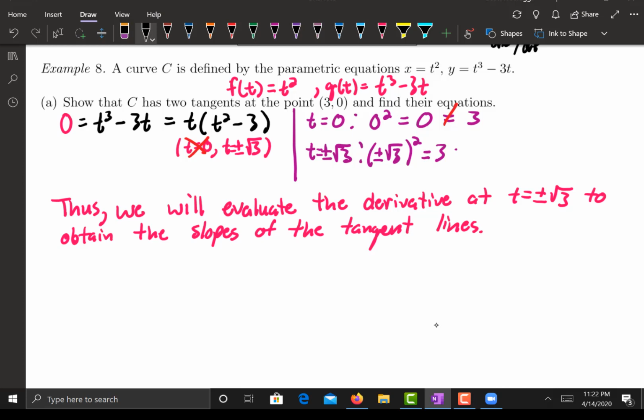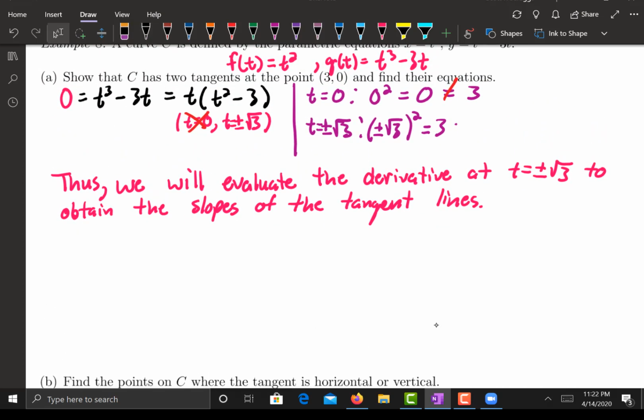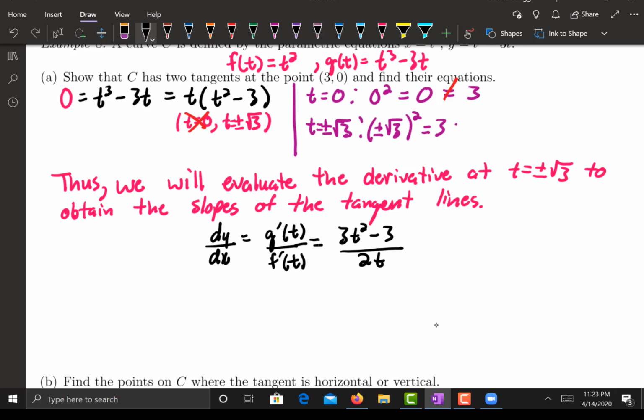So now let's go ahead and take our derivative. We're going to do dy dx. Using our formula for parametric equations, it's going to be the derivative of g of t over the derivative of f of t. g of t is t cubed minus 3t, so the derivative will be 3t squared minus 3, and then the derivative of f of t, t squared, will be just 2t.